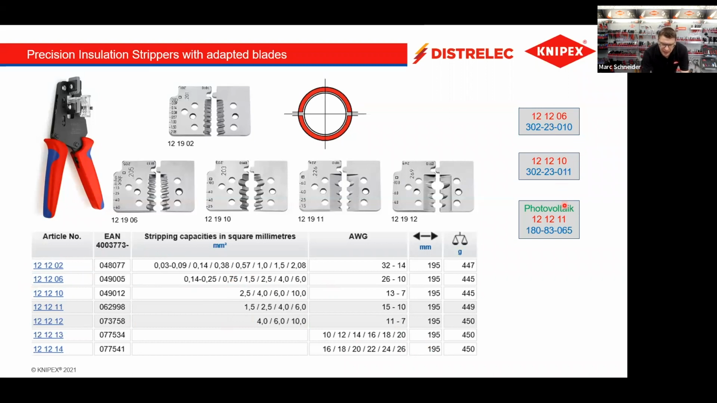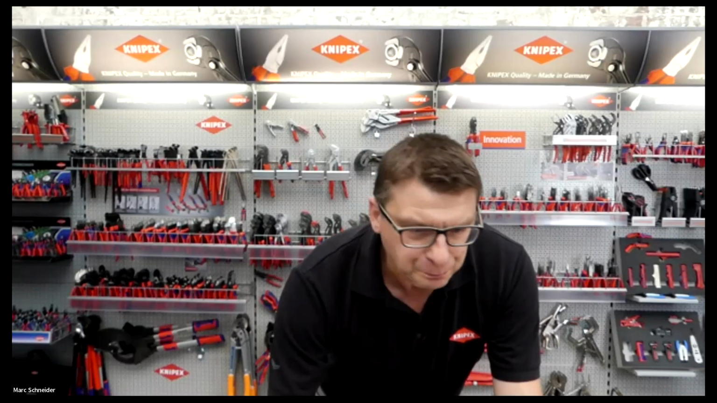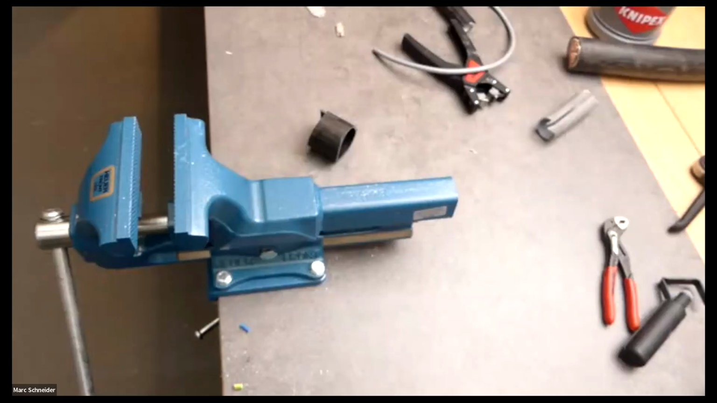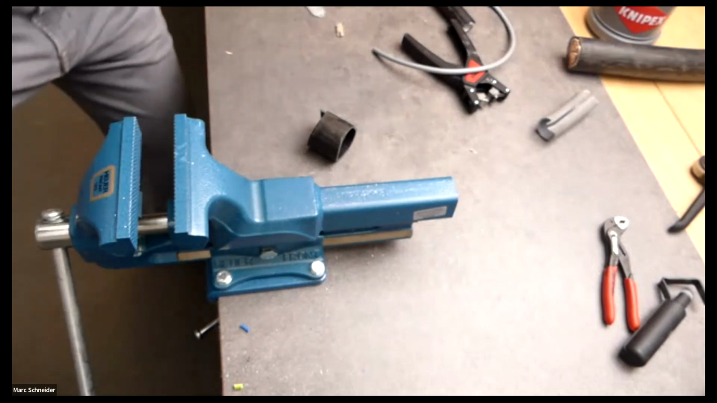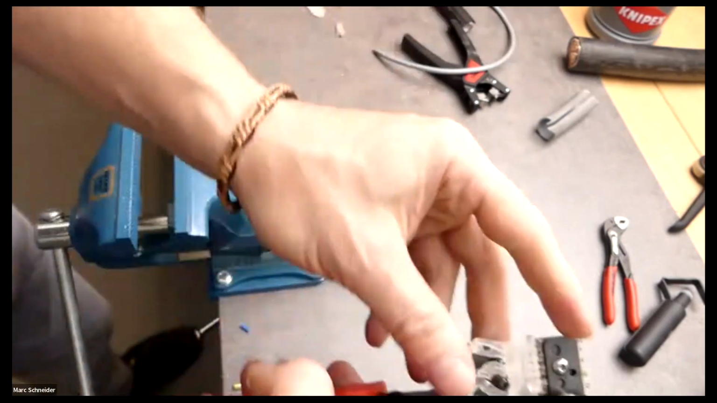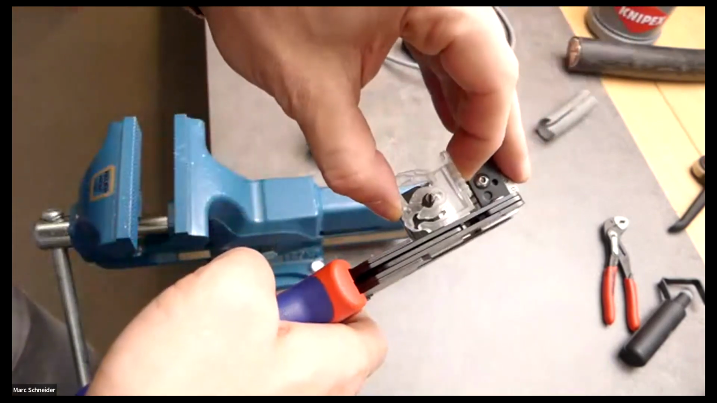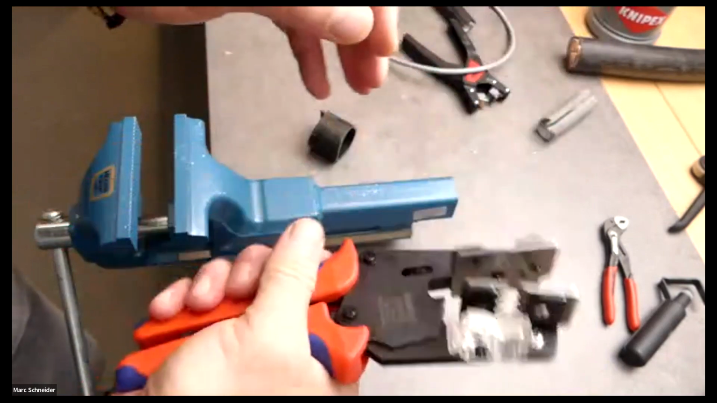Yeah, for example, I have here the article, which is the most sold article for solar or photovoltaic cables, the Distrelec number 180-83065. And this has holes for 4, 6, and 10 square millimeter. So again, I showed you in the camera. So this here is the tool. So this here is to adjust the length. So it's a length stopper.